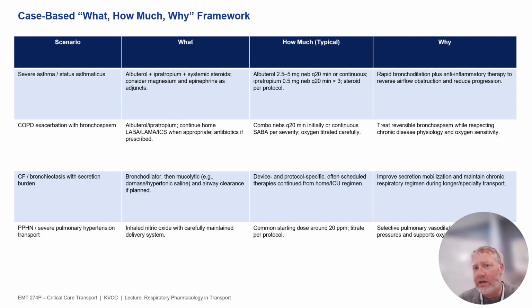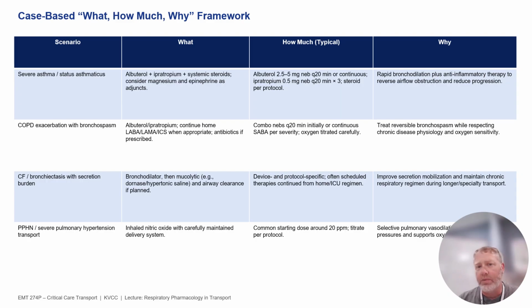In a COPD exacerbation, it's the same bronchodilator pair, so albuterol and Atrovent, or DuoNeb, which is the nebulized version of them together. But be careful with oxygen delivery for COPD. Try to titrate to a target saturation of 88 to 92 percent in order to avoid stunting the hypoxic drive in a chronic CO2 retainer.